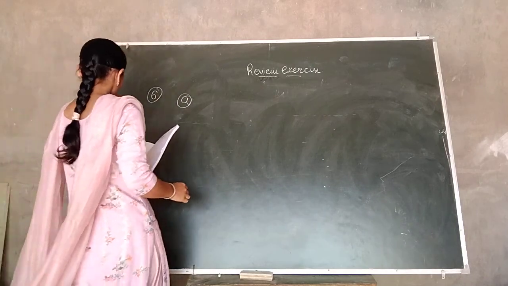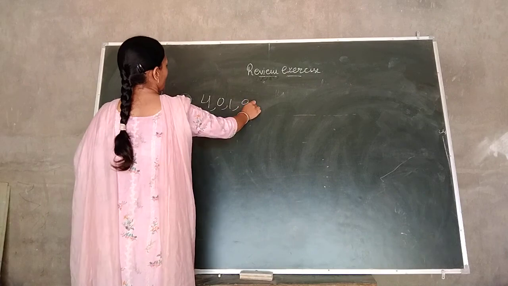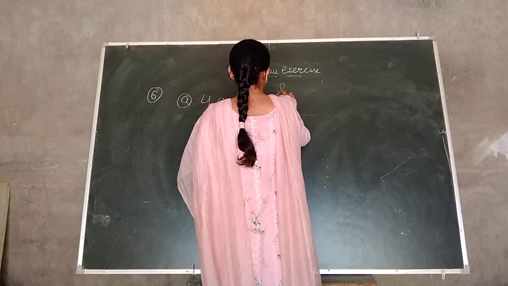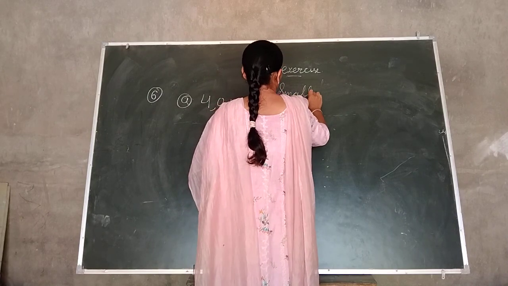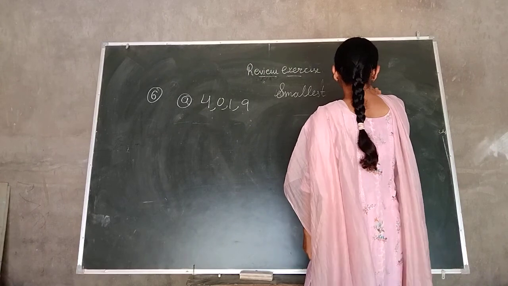A part, we have given 4019. Firstly, we have to make the smallest number, and then we have to make the greatest.